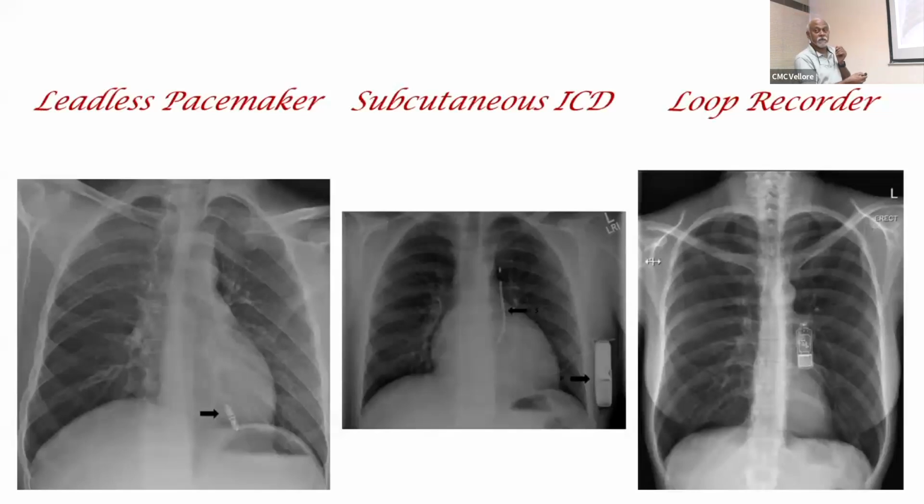This is a leadless pacemaker. This is a subcutaneous ICD. When your IV access is bad and you can't put a wire through it, you can just put a subcutaneous one, literally under the skin, and one in the precordium, right under the skin, and you can actually shock if needed. So it's a subcutaneous ICD, and this is a loop recorder, like a Holter. It's implanted subcutaneously, and it records any arrhythmias, and you can get the data remotely. You don't have to take it out. It's implanted in the skin.